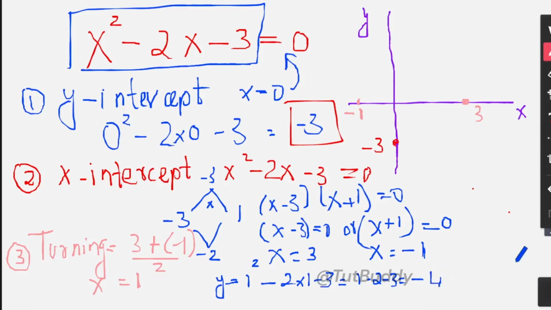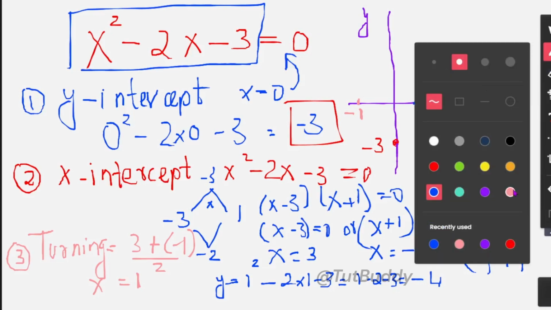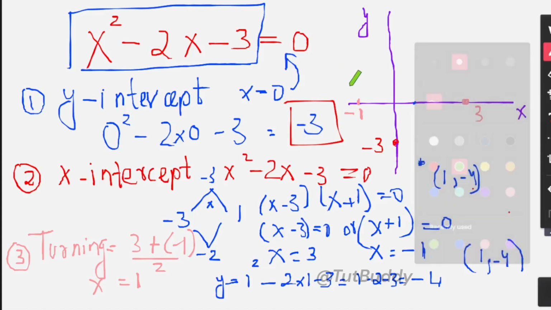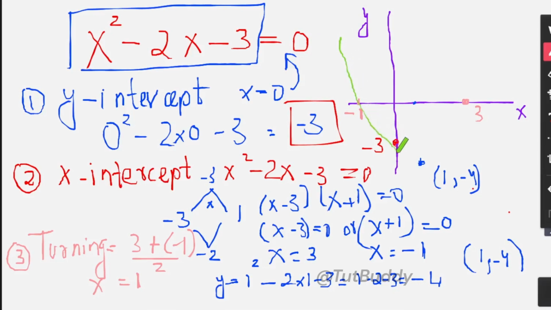So what is the exact coordinate? x is 1, y is minus 4. So the turning point coordinates are (1, -4). 1 would be somewhere here, and minus 4 is here. So this is my turning point. Now I'll draw my graph. It will pass through my x-intercepts and y-intercept, and then from the turning point, the slope will start increasing. So this is my quadratic graph.